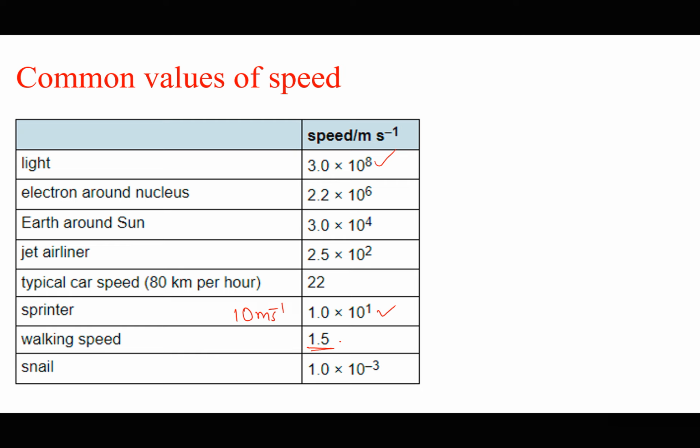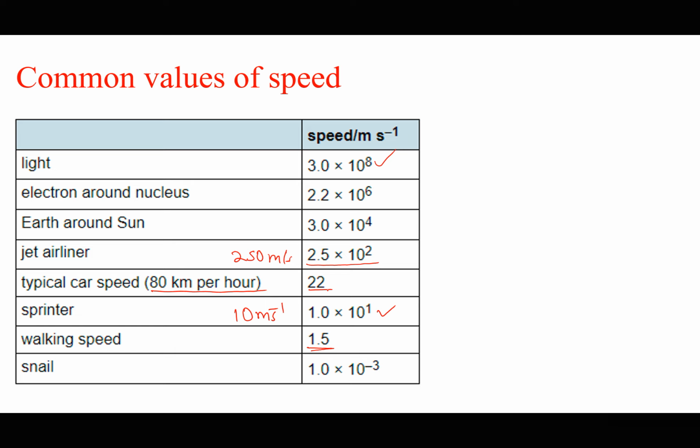Then the speed of a jetliner should also become part of you, because many of you travel by plane. It's approximately 250 meters per second. The speed of a jet airliner is about 250 meters per second. You can change this into kilometers per hour. Then the other common one is the speed of a car. You are driving cars every day. It is about 80 kilometers per hour, which is 22 meters per second.